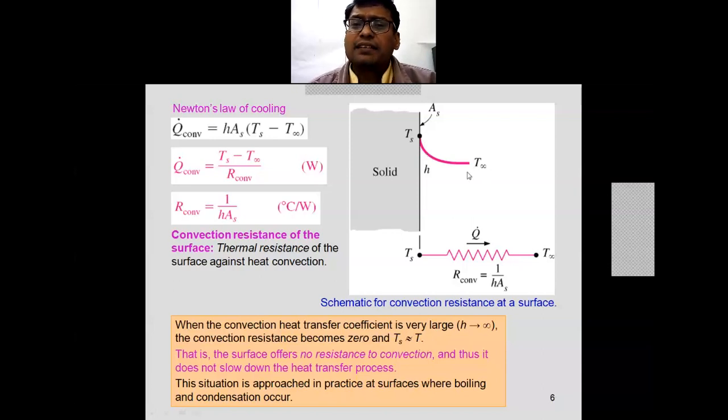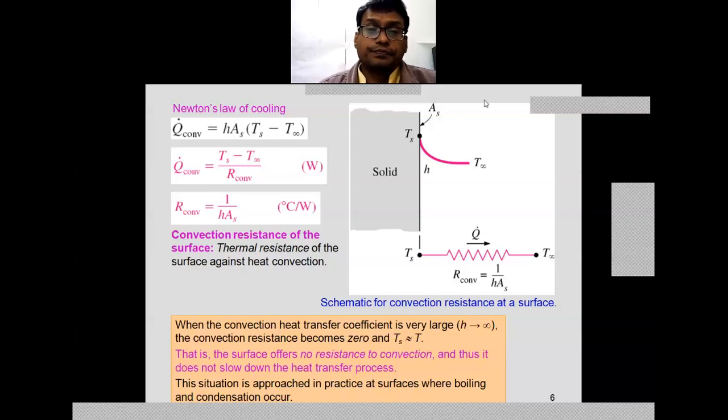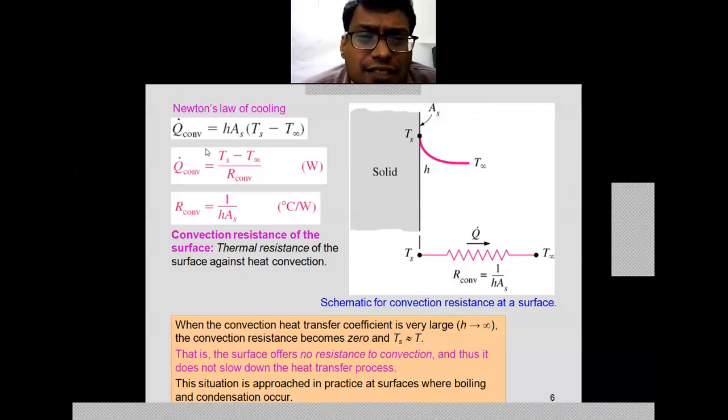Again there is h, the convective heat transfer coefficient, which arises because of the liquid or fluid which is available. So in that case, Q for convection can be written as the temperature difference between the wall temperature and the infinite temperature upon the resistance R. Here h is the convective heat transfer coefficient, and As is the surface area through which the heat is transferring.